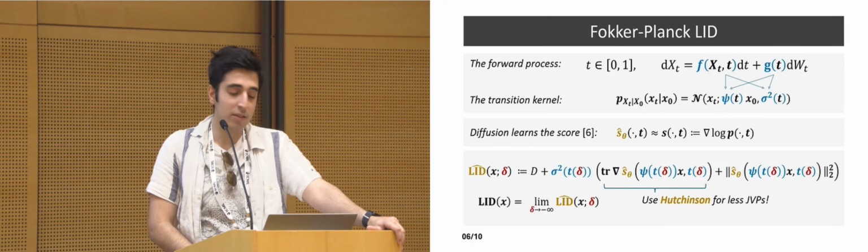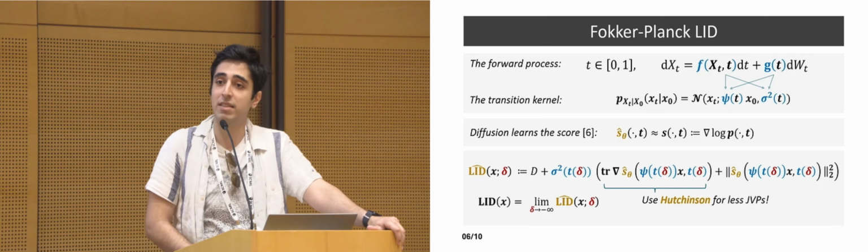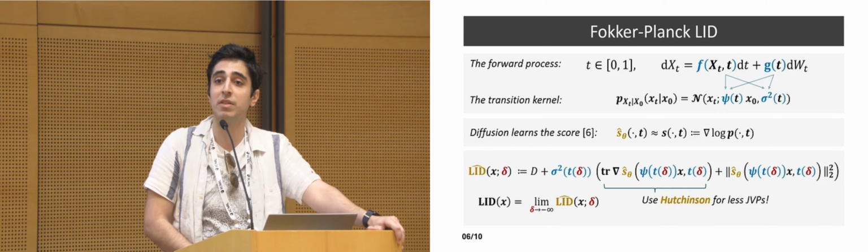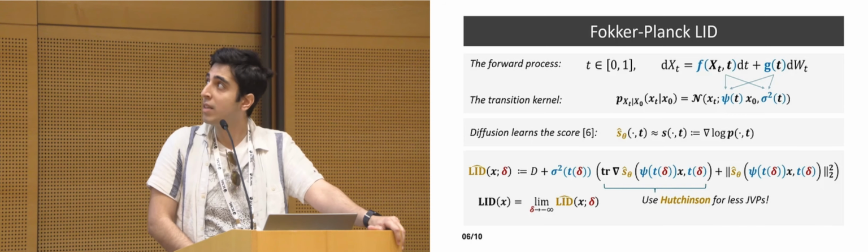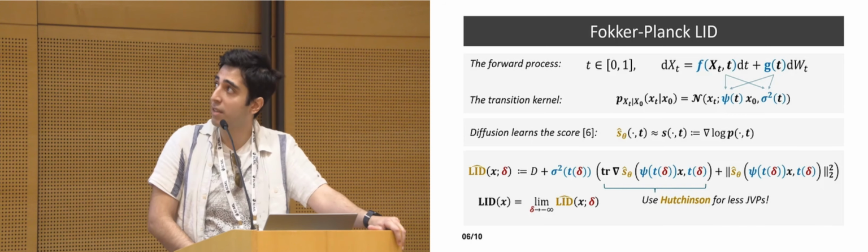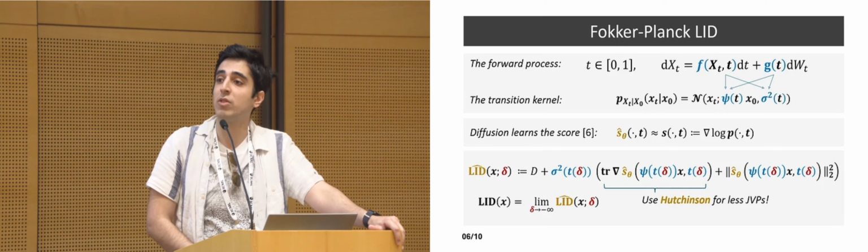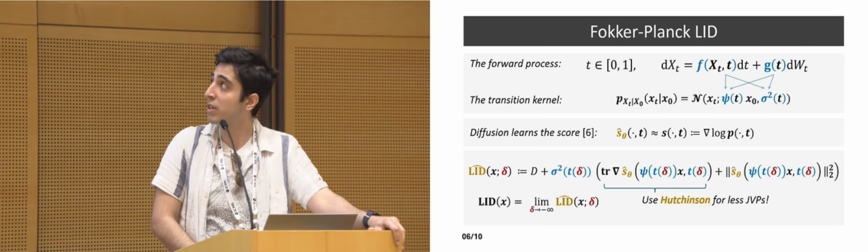On the left-hand side here, you can see LID hat of x and delta. It depends on a hyperparameter delta. In theory, you have to send delta to negative infinity so that it is actually equal to LID, but in practice, we just set it to a small value. The formula might seem a little bit intimidating in the beginning, but this is the most general case of the formula. Everything that's color-coded in blue, based on what you choose, DDPMs, variance exploding diffusions, you can analytically compute using a closed-form formula.